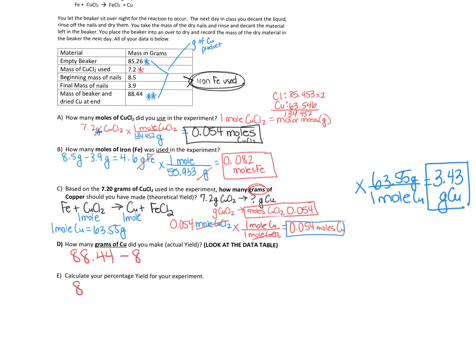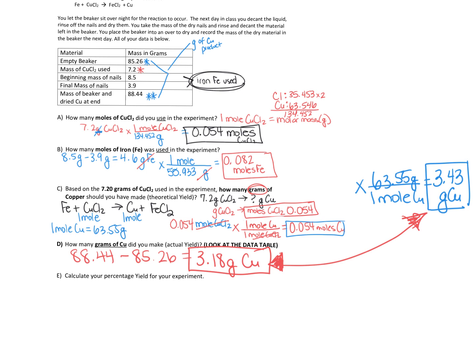I'm going to subtract the mass of my empty beaker, and according to my lab experiment, I actually made about 3.18 grams of copper, which is not too bad, really. If I look at how many grams of copper I should have made versus how many grams I made, that's not too bad. So what we can do now is calculate our percentage yield.